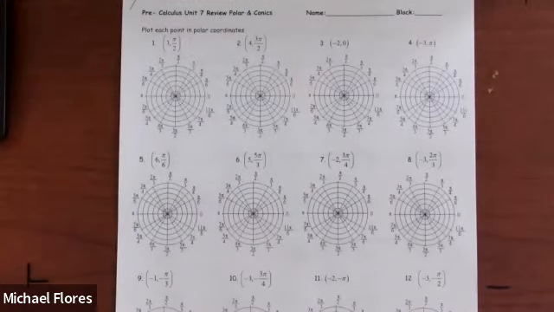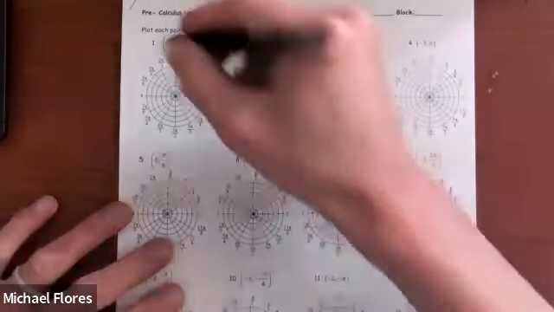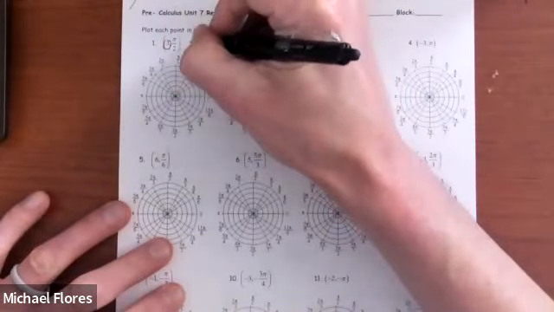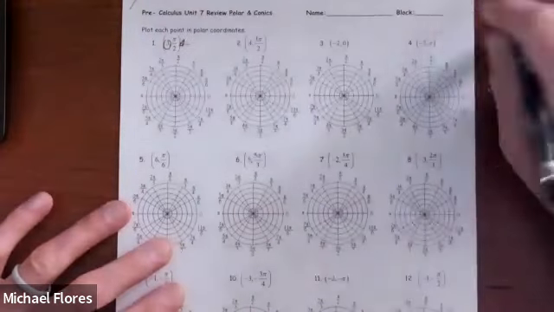Page 1, this stuff is really pretty easy. We are plotting polar coordinates. This right here is your radius. That right there is your radian.